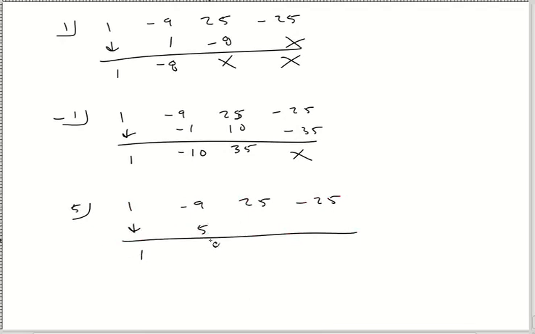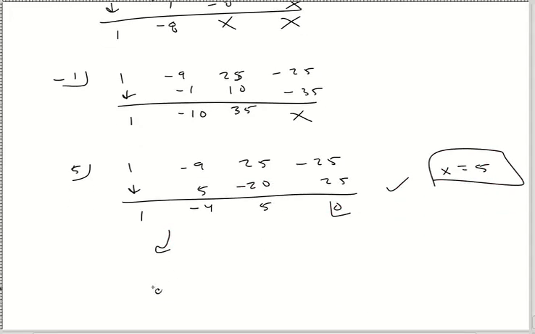So we got 5, negative 4, it's going to be a negative 20, makes a 5, 25, 0. Cool. So x equals 5. It's one of my answers. What we get out of this is x squared minus 4x plus 5 equals 0.